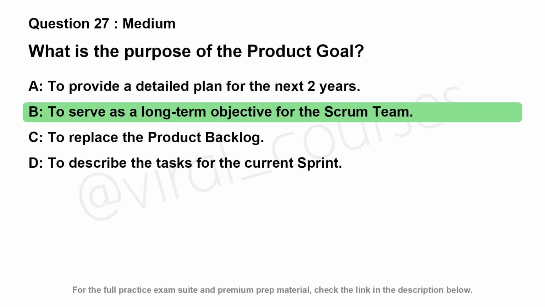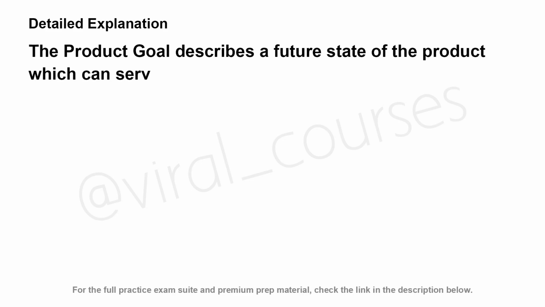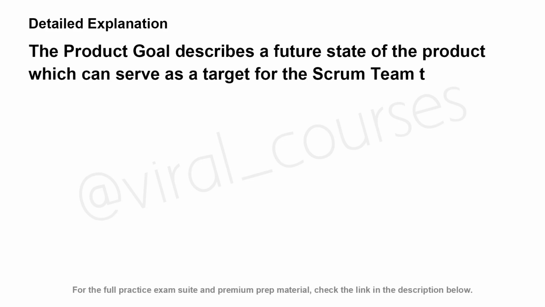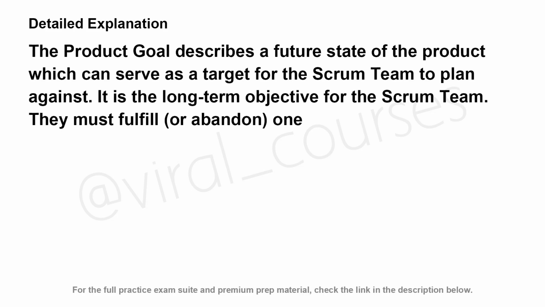The correct answer is B. The product goal describes a future state of the product which can serve as a target for the Scrum team to plan against. It is the long-term objective for the Scrum team. They must fulfill, or abandon, one objective before taking on the next.